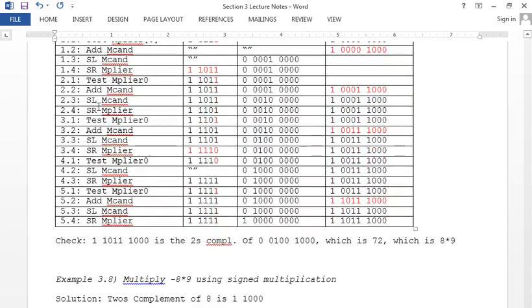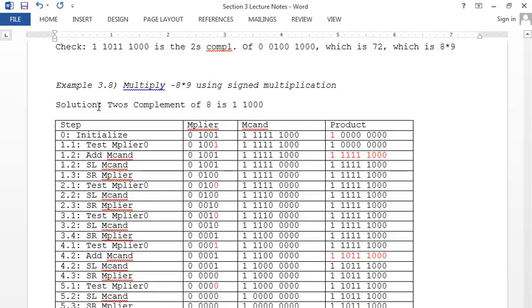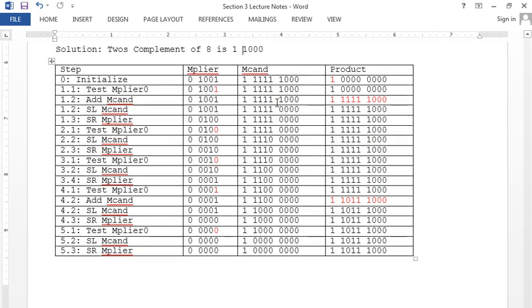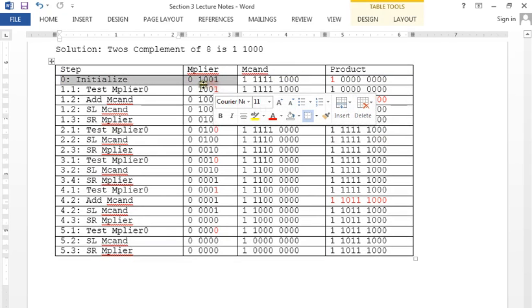Okay, so doing the same thing with negative 8 times 9. Since the multiplicand is negative 8, we're going to take the 2's complement, right? And so we're going to do sign extension. So initialize it. Multiplier is 9.